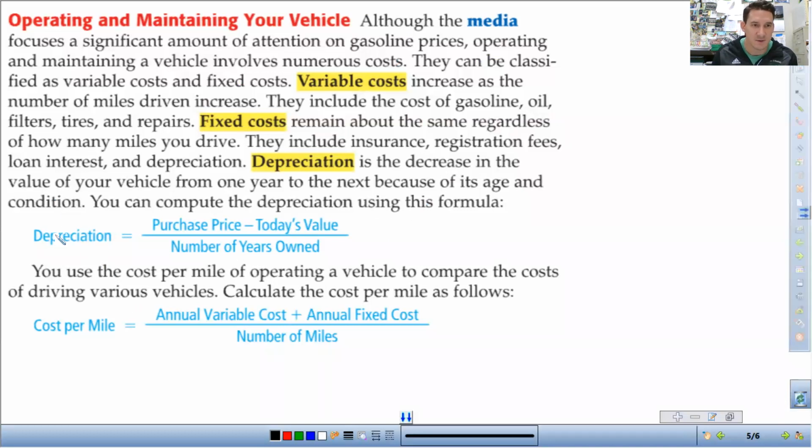Every car loses value. To calculate the depreciation, you take your purchase price minus today's value, again, you're not calculating today's value, and divide it by the number of years you have owned it. Then for the cost per mile, you add up the variable costs and fixed costs and divide by the number of miles driven. So let's look at an example.